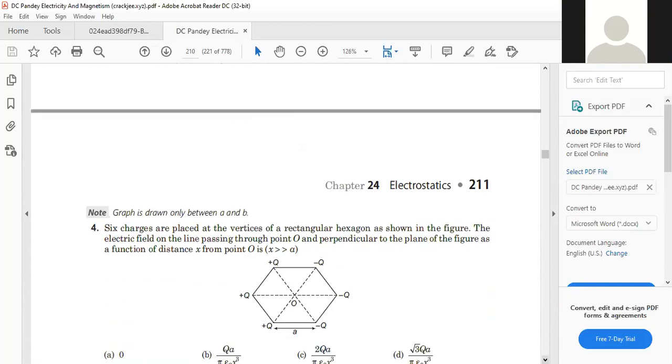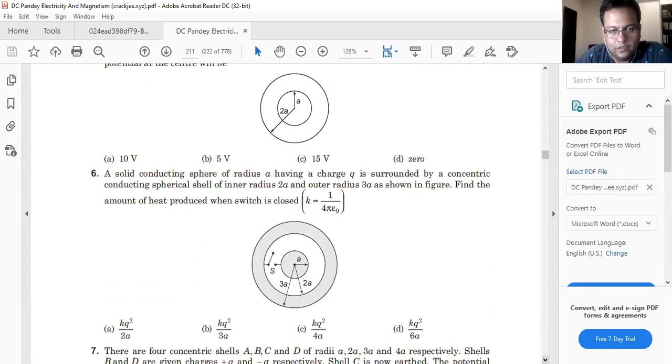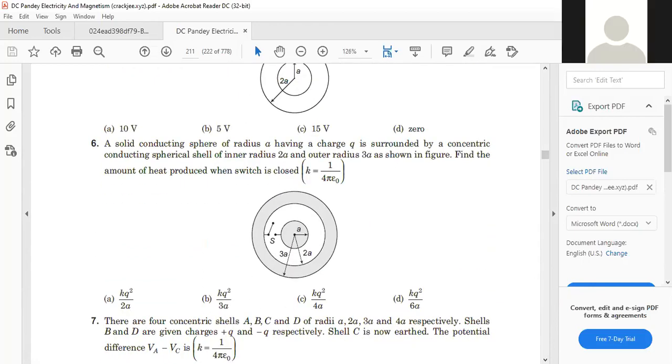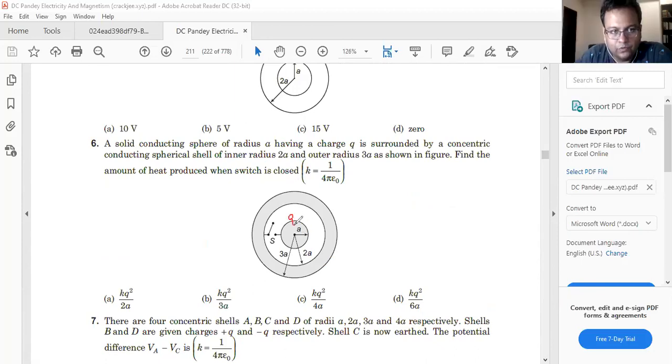Question number 6. This has to be done by self energy. Initially, there is charge Q on the inner conductor, here minus Q, and here plus Q. So this can be done by self energy, the work done to accumulate all those charges. You can find that out. And then between the two conductors, how much is the self energy? You can find that out.